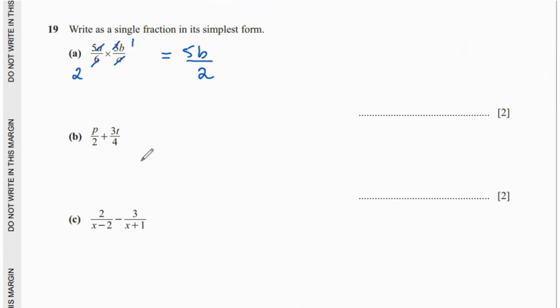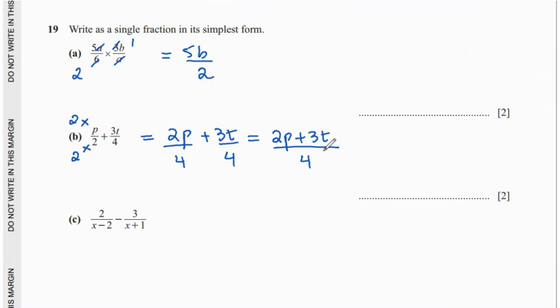Then when we're adding fractions, and if the denominators are not the same, we need to first make the denominators equal. So we have a denominator of 4 and 2. We can easily turn the 2 into 4 by multiplying it by 2. But we'll not just multiply the denominator by 2, we multiply the numerator by 2 as well. It's going to be 2p over 4 plus 3t over 4. Since the denominator is the same, we can add the numerators. So 2p plus 3t over 4. We don't add the denominators, we only add the numerators.